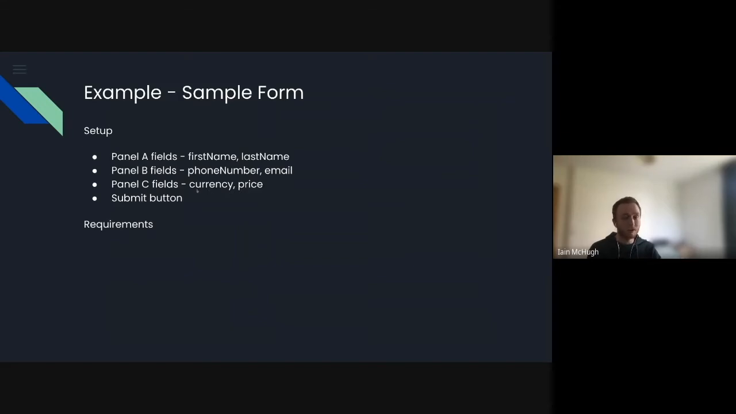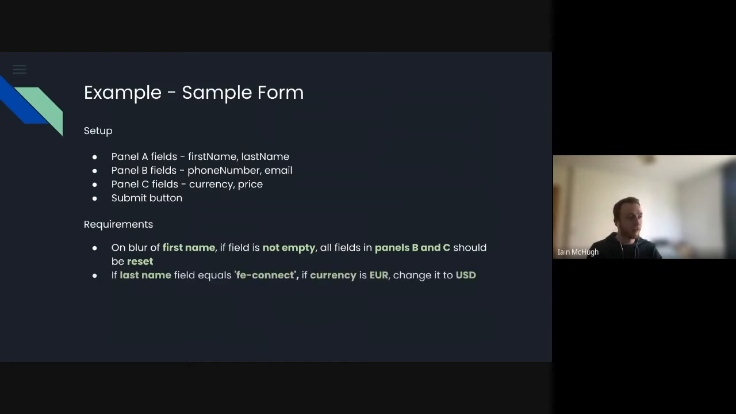And we're going to create some crazy requirements. So on blur of first name, if the first name field isn't empty, we reset all the fields in panel B and C. If the last name field equals FE Connect, and if the currency is euro, we want to change it to US dollars. And then blurring any fields in panel B should reset panel C. You don't need to memorize these. Just kind of focus on this middle one here. So if you change the last name to this and the currency is euro, we're going to update it.